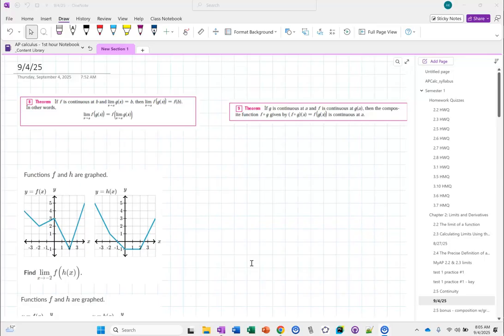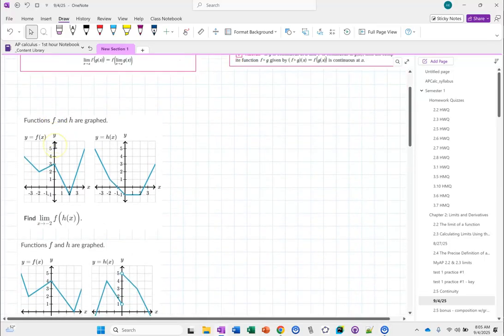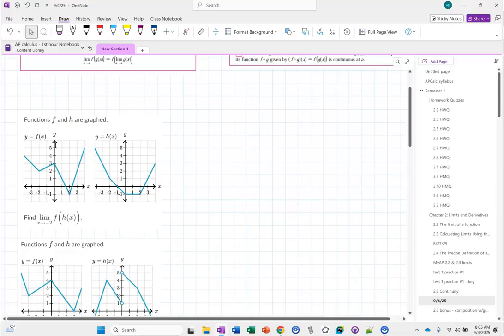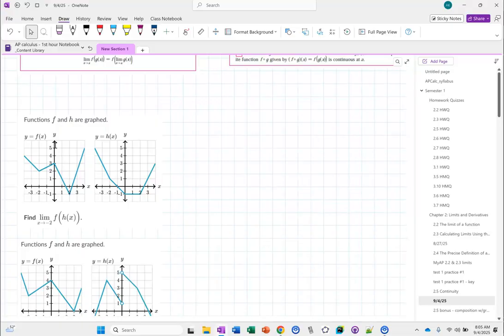So this really becomes the piece that I'm going to be using to tell whether I can push the limit inside the composition or not. It's just looking for continuity. And the most common way that somebody can throw a curveball at this limit of compositions type of problem is if they don't give you functions symbolically, but rather as graphs. So this is the place where you have to be pretty careful.